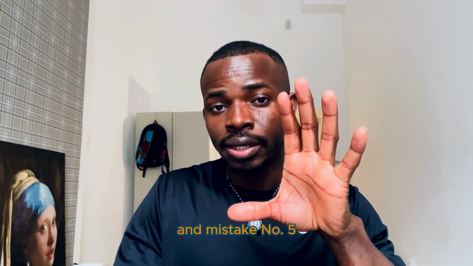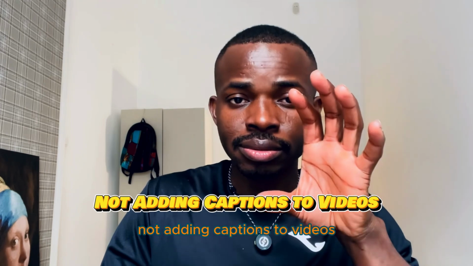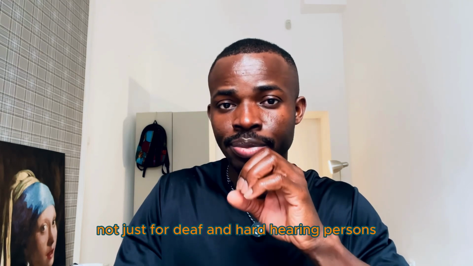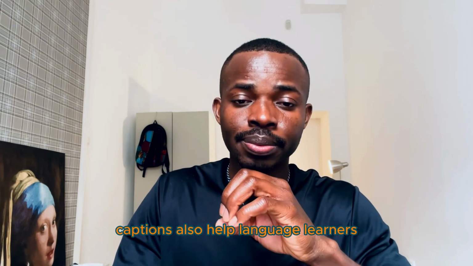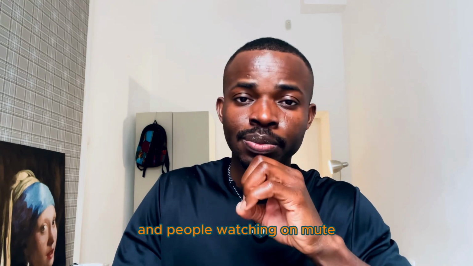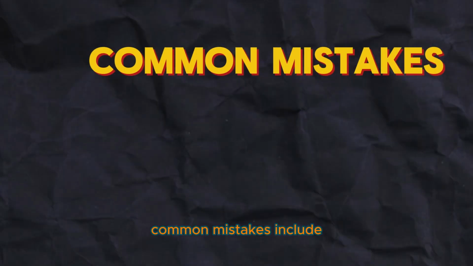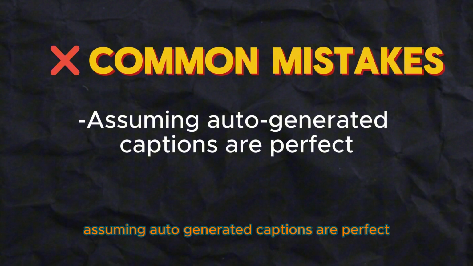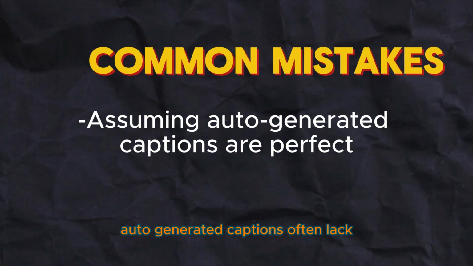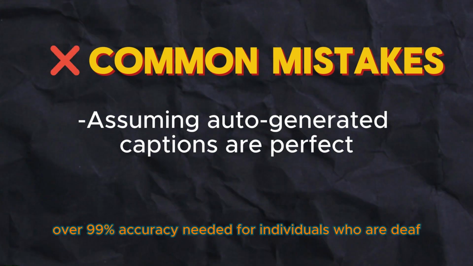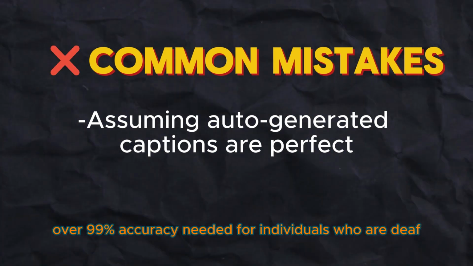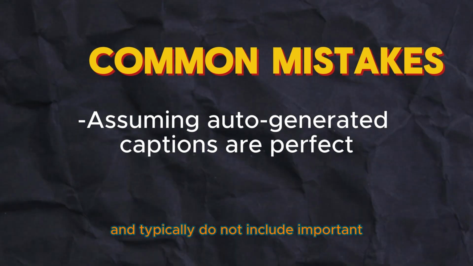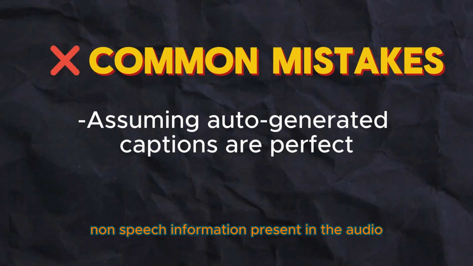And mistake number 5, not adding captions to videos. Captions matter not just for deaf and hard of hearing persons. Captions also help language learners, and people watching on mute. Common mistakes include assuming auto-generated captions are perfect, which is actually untrue. Auto-generated captions often lack the over 99% accuracy needed for individuals who are deaf or hard of hearing and typically do not include important non-speech information present in the audio.